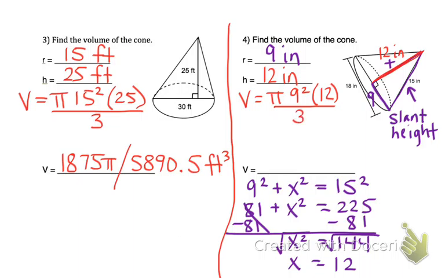So putting this into my calculator, I'm going to do 9 squared times 12, hit enter, and then divide by 3. So I'm going to get 324 pi, or if I multiply the pi in my calculator, I'm going to get 1,017.9, and my units are going to be inches cubed. Alright, and we have one more problem.